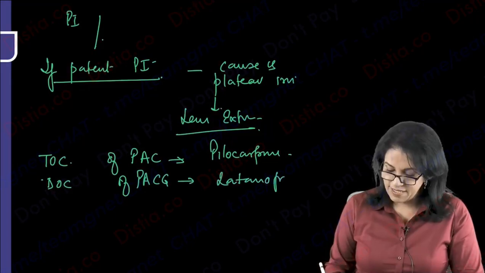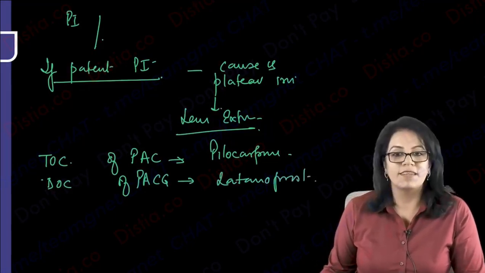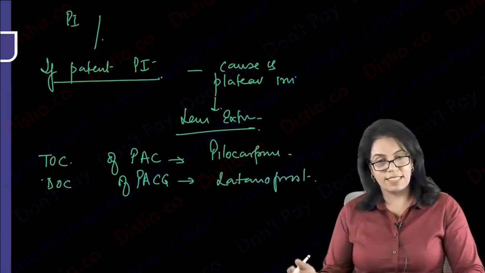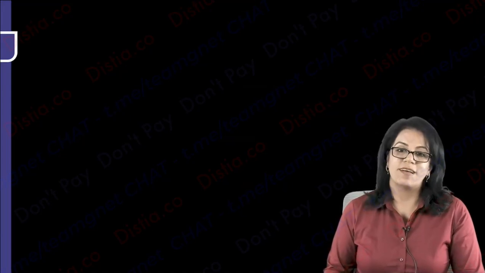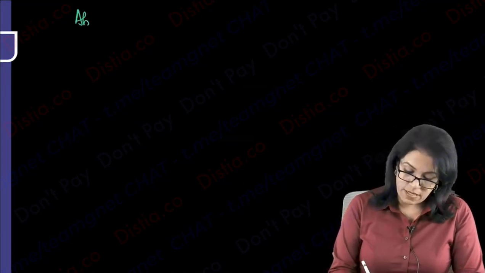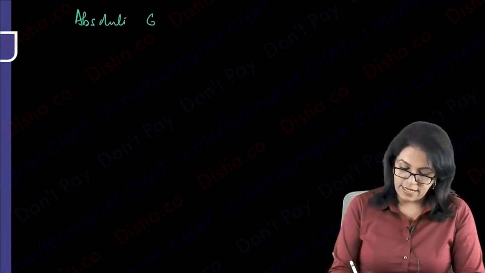Okay, so this is how you have to answer for your MCQ. And which is the last stage? If the patient has all this, after chronic comes your absolute glaucoma. So what is absolute glaucoma? It is a painful blind eye, right?